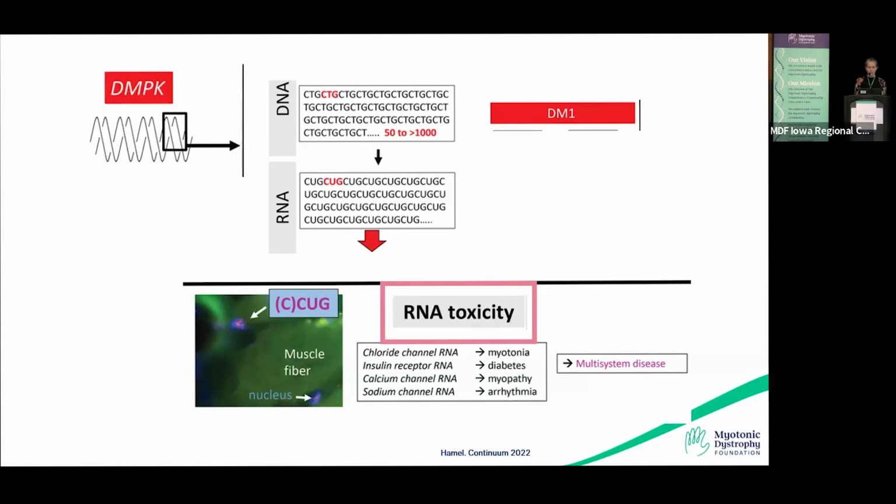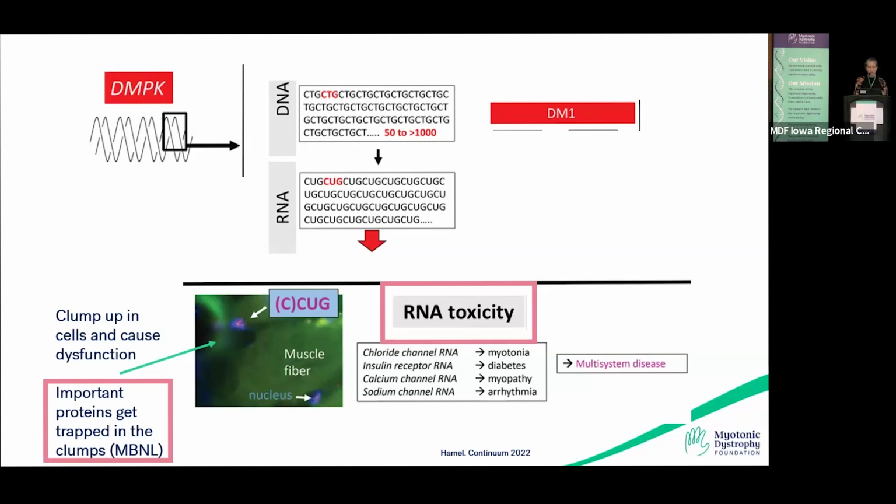So that toxic RNA leads to problems in our chloride channels, which then causes the myotonia. It affects our insulin receptor, which can lead to diabetes, the calcium channel, which can lead to muscle disease and weakness, and the sodium channel, which can cause the cardiac arrhythmias, all leading to DM1 and the multisystem disease.